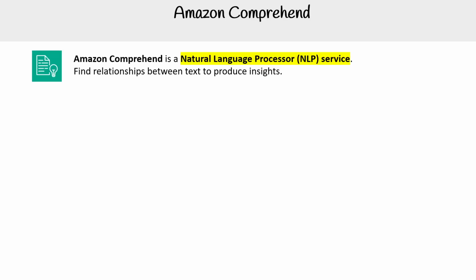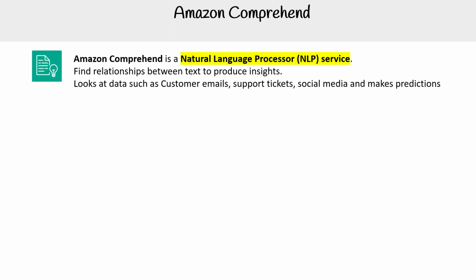Hey, this is Andrew Brown, and we are taking a look at Amazon Comprehend, which is a natural language processor or NLP service. It finds the relationship between text to produce insights. It looks at data such as customer emails, support tickets, social media, and makes predictions.